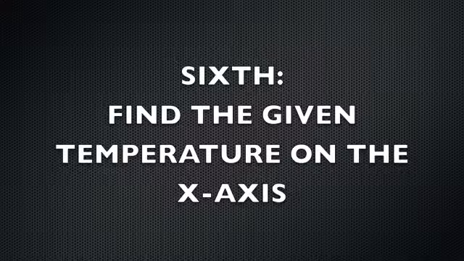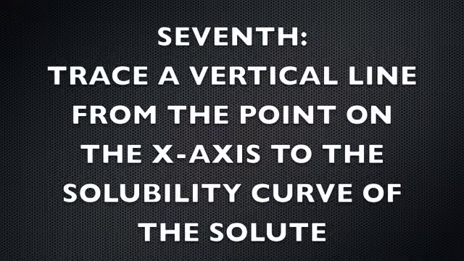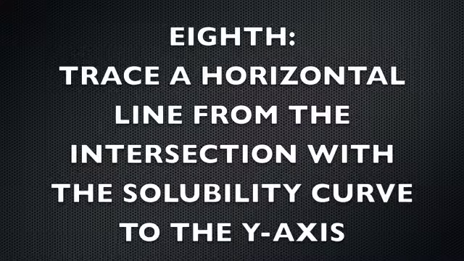Sixth, find the given temperature on the x-axis. For example, to determine how much sodium chloride dissolves in 100 grams of water at 37 degrees Celsius, look on the x-axis for the 37 degrees Celsius point. Seventh, it may be helpful to trace a vertical line from the point on the x-axis to the solubility curve of the solute. Eighth, trace a horizontal line from the intersection with the solubility curve to the y-axis. The value on the y-axis indicates the amount of solute that will dissolve in the solvent at a given temperature.